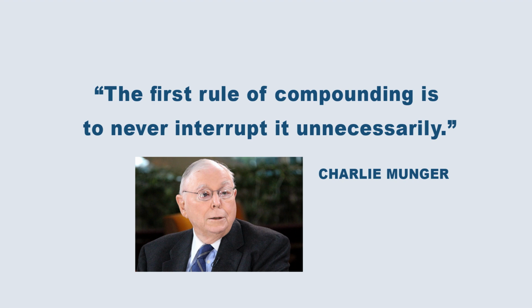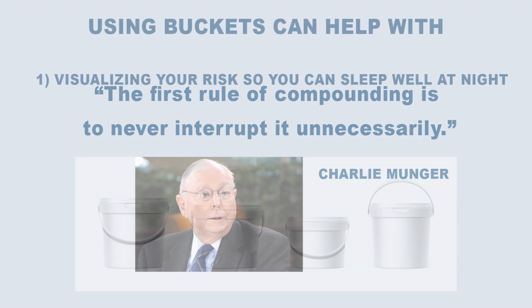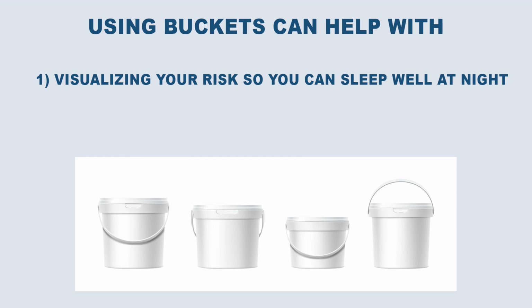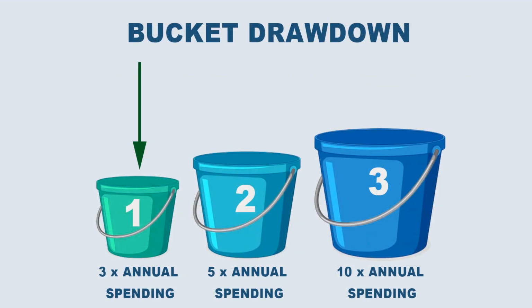So the bucket system works for a lot of people because it helps you visualize your risk. If you only have just one portfolio and it drops 20% or 30%, that can be pretty painful. But if you see it this way, then you can say, oh, I don't have to worry about that second or third bucket. I'm still safe. I actually have like 3 years in this case to draw down my first bucket if I really need to, until things get worse. And usually things turn around before then.